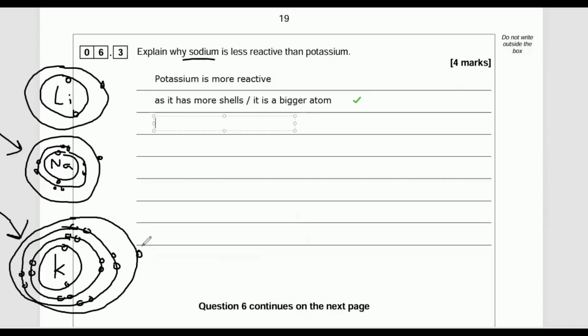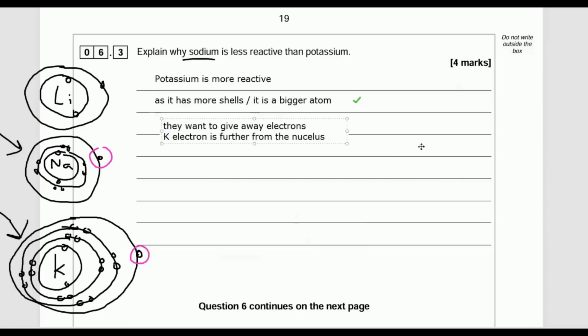What do we call this electron? This is an outer electron. What are both of them trying to do? They're trying to give away an electron. They want to give away electrons. And what I want to say about potassium, potassium's electron is further from the nucleus.